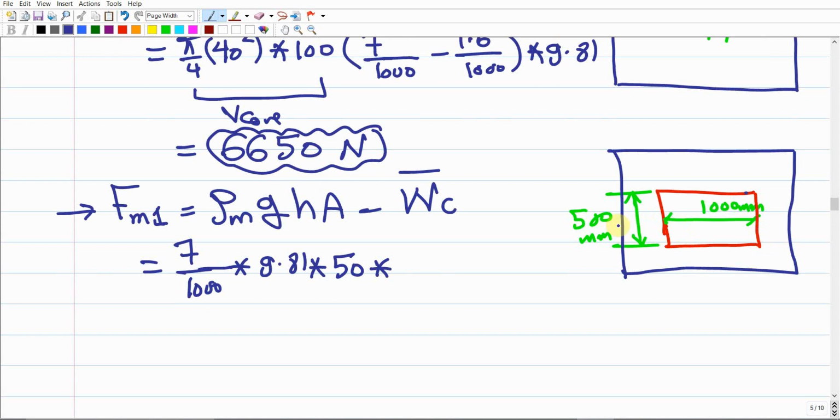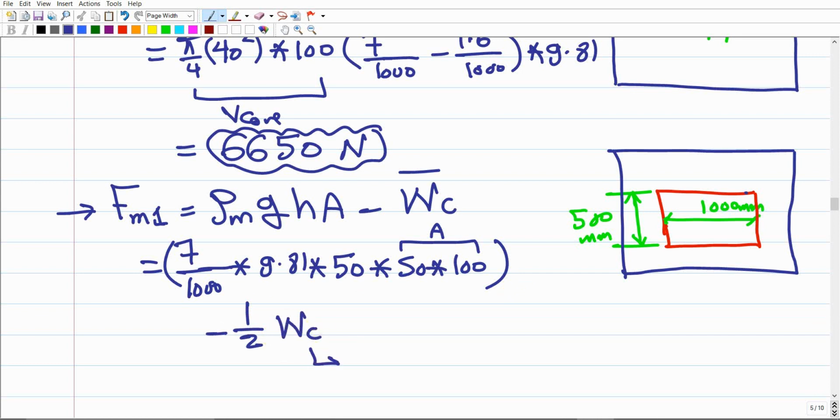The projected area is going to be 500 times 1000, so it should be 50 times 100. This is the projected area, right? Make sense? So this is the first term, which is rho GHA, negative half of the weight of the casting.